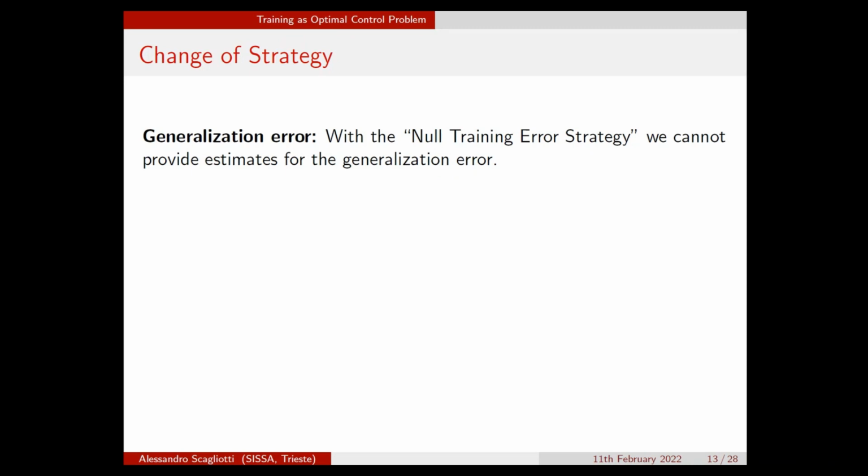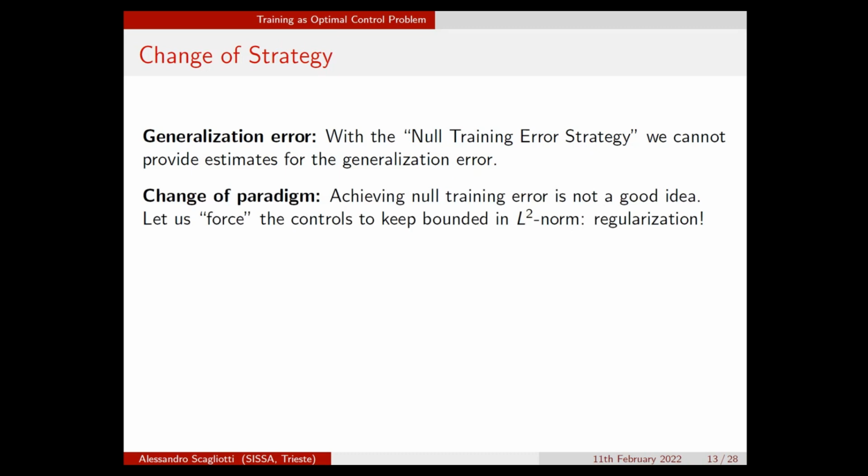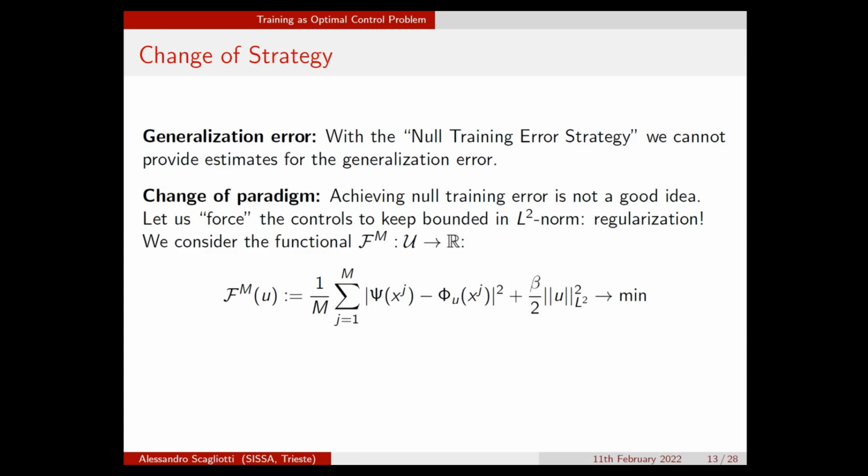The problem is that we have no control on what happens outside of these points. So basically we have to change this paradigm. Instead of trying to achieve a null training error, we have to introduce a functional and look for a trade-off between the training error and essentially the simplicity of the approximation. Okay, what does it mean?